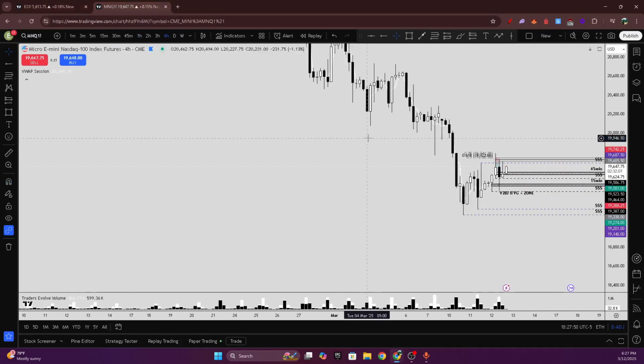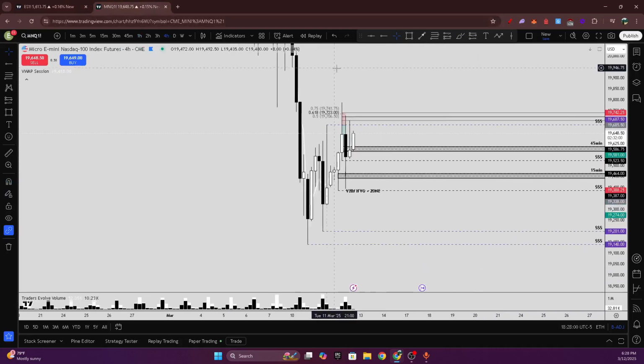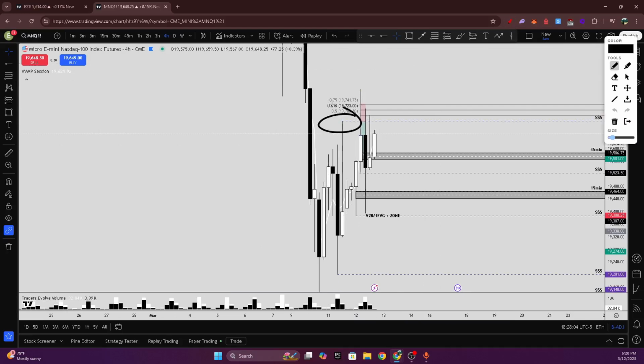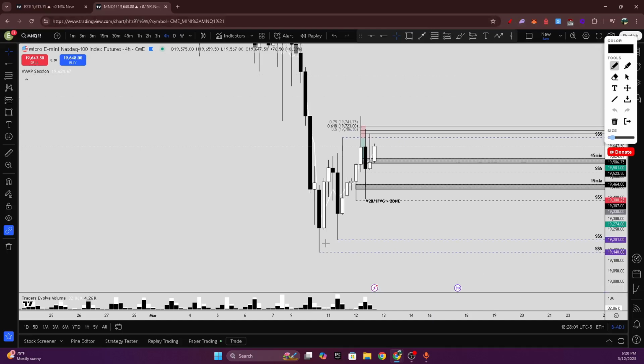So let's take a look at NQ real quick. On NQ, we marked our liquidity levels. One is up here. We have another one at these lows. And we also have another main liquidity level at this low. These three are our main liquidity levels. We also have minor liquidity levels at this area and this area before market open.